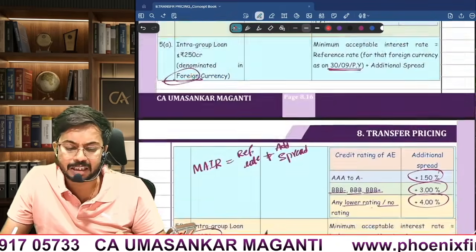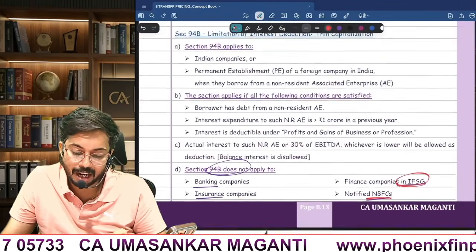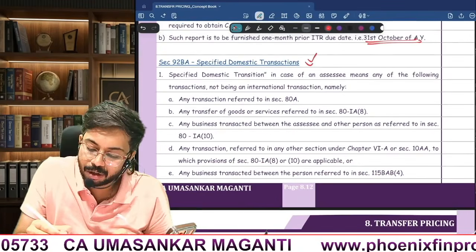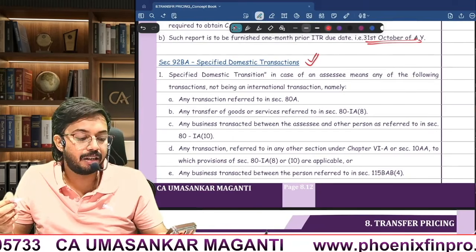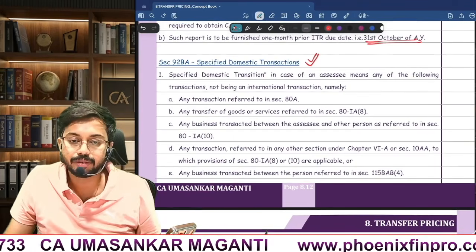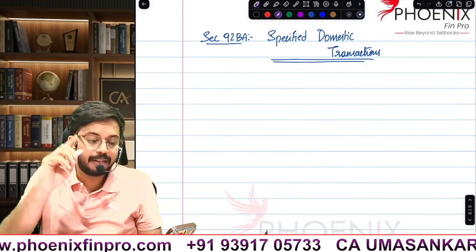Okay. Next, I have to explain one last concept, specified domestic transactions. Once I explain this concept, we are done with theory part. Then from tomorrow onwards, we are going to solve problems. Now, what do you mean by specified domestic transactions? I'm going to explain with one example.